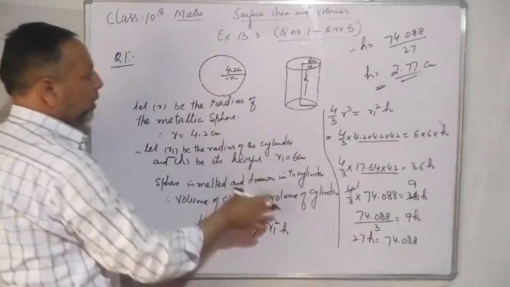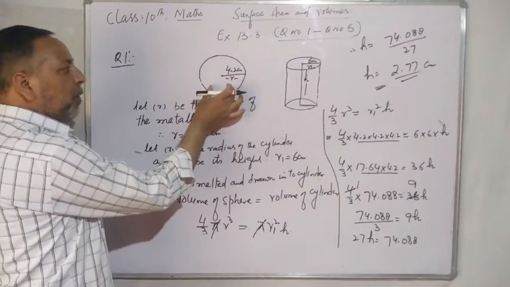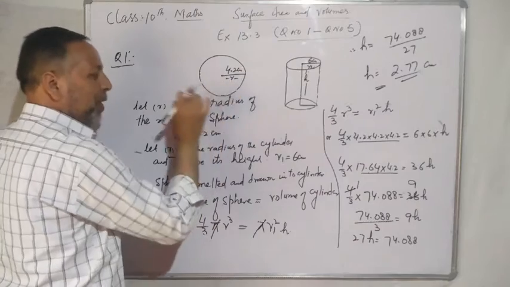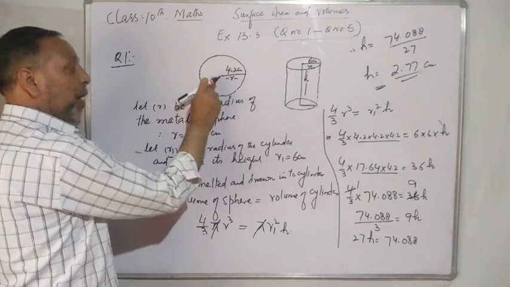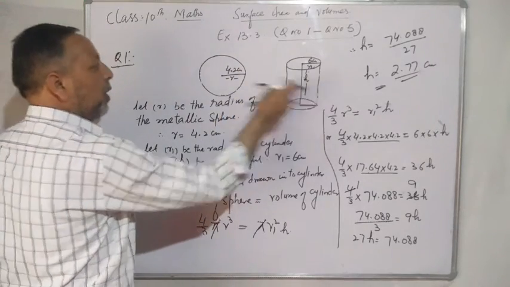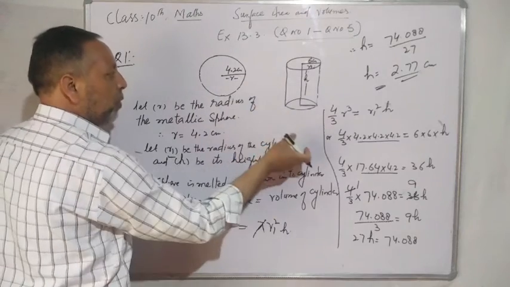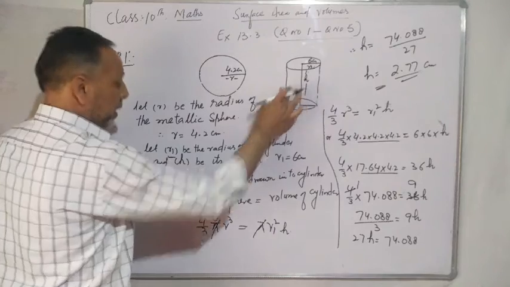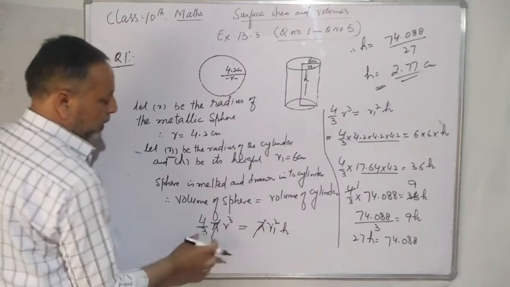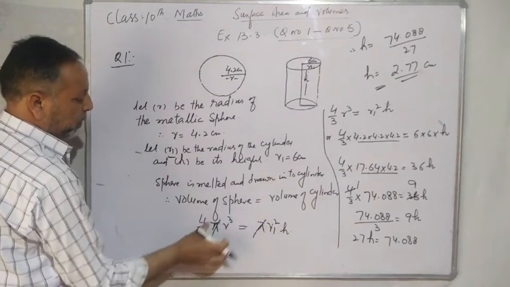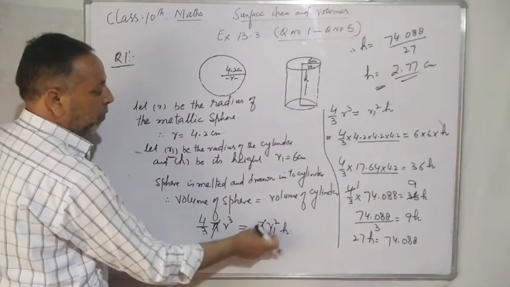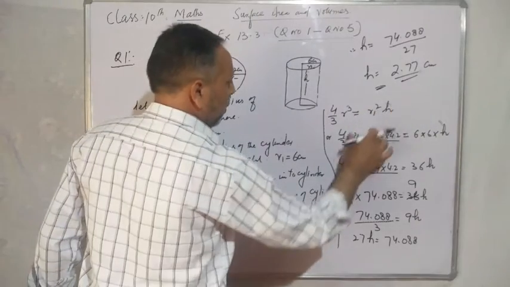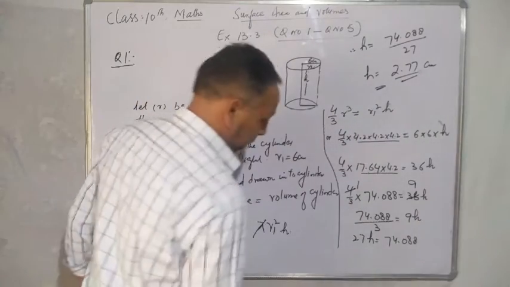I will repeat it. A sphere is given, sphere is melted and drawn into a cylinder. You must remember, when we melt a solid and draw it into another solid, the volumes of both solids are equal. So volume of sphere is equal to volume of cylinder. Volume of sphere is 4/3 pi r cube, and volume of cylinder is pi r square h. Pi and pi cancel. Then calculate. It will be equal to 2.77.